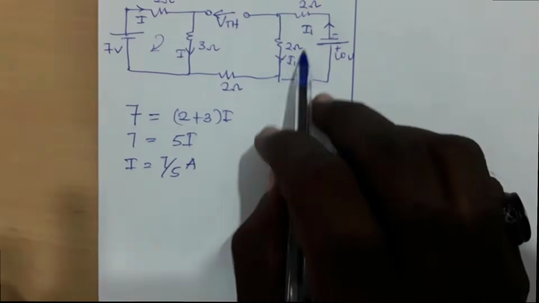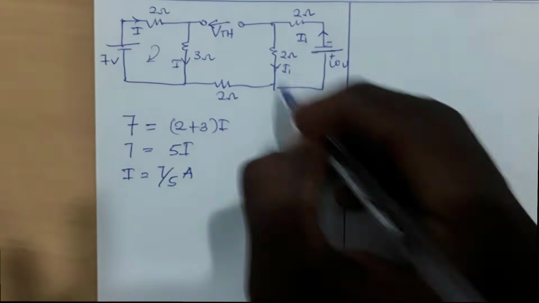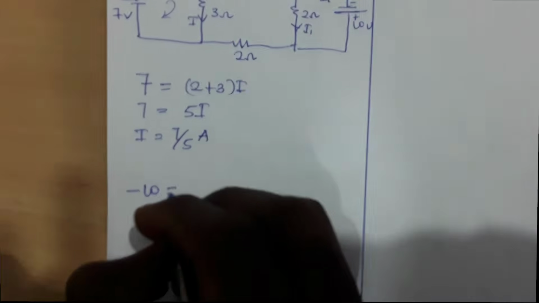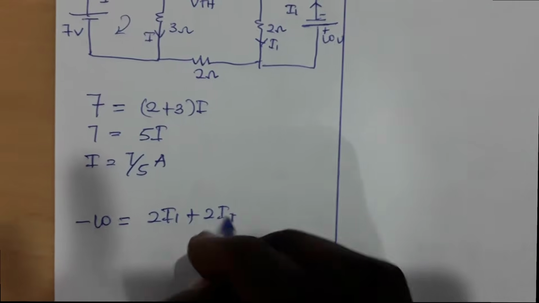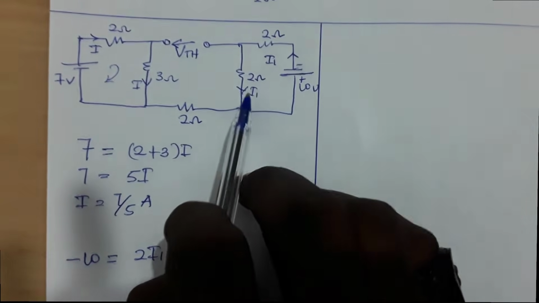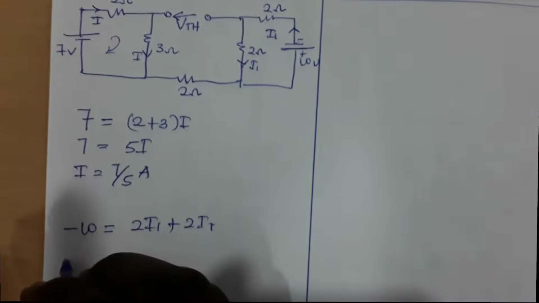In taking this loop, let's go this way, counterclockwise. We can say that minus 10 should be equal to 2I1 plus 2I1, because this is 2 and the current flowing through this one is I1 and this one too I1. So you can say that minus 10 is equal to 4I1. So I1 will be equal to minus 10 over 4 amps.